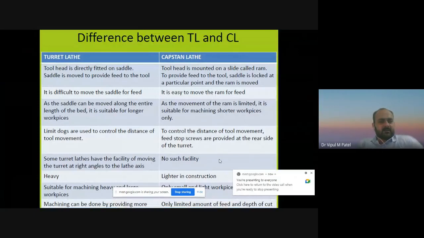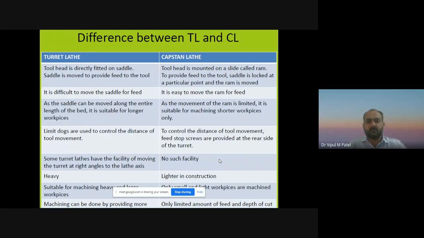Second difference: in the turret lathe it is very difficult to move the saddle for feed, but in the capstan lathe it is easy to move the ram for feed. In the turret lathe, moving the saddle for feed is very difficult, while in the capstan lathe it is very easy to move the ram for the feed.